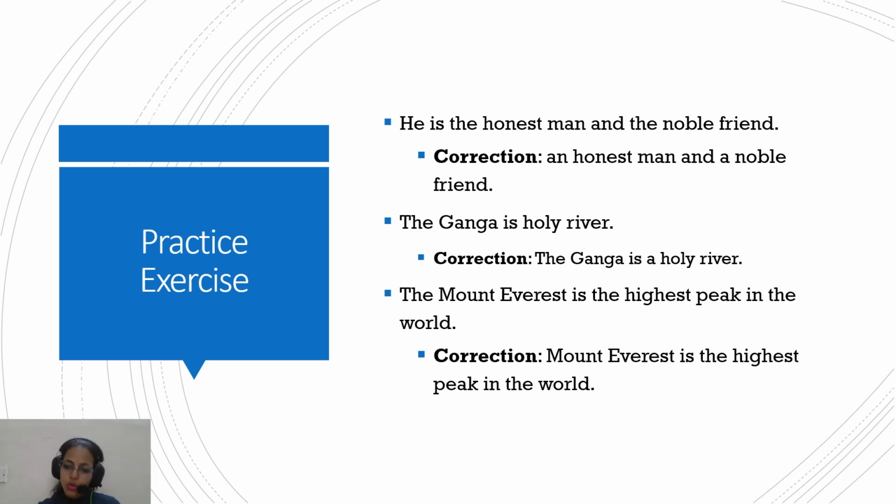The Ganga is a holy river. The Ganga is a holy river. Sorry, I read the statement wrong. The statement is the Ganga is holy river. So before holy river, we have to insert an article, a. So the Ganga is a holy river.